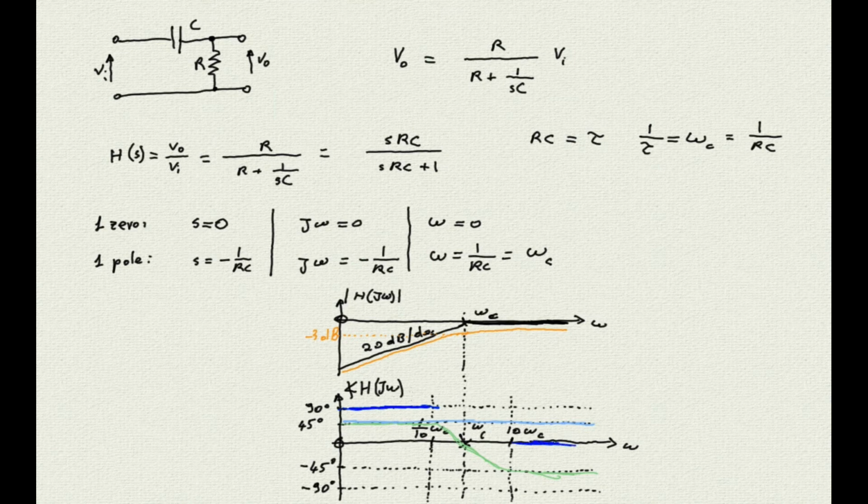Starting at 10 times omega c instead, we draw a straight line at 0 degrees. And then we go down with a straight line from plus 90 degrees to 0 degrees in the interval between 1/10 and 10 times the omega c. And there it is. This is the straight line approximation of the transfer function phase.